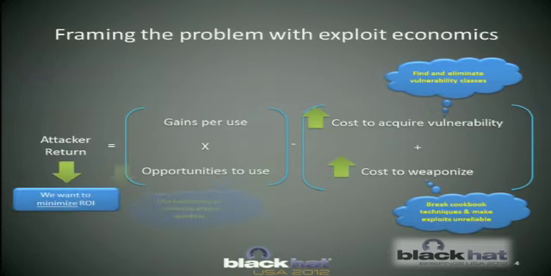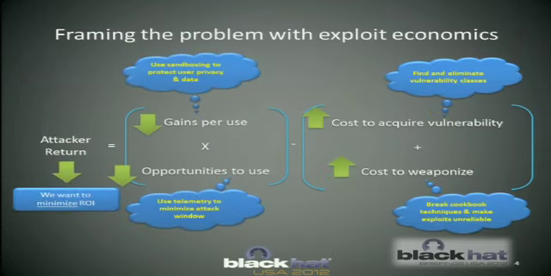Now, of course, from the vendor's perspective, like Microsoft, we want to do the opposite. So we want to drive up their cost of acquiring a vulnerability. We want to do things that allow us to find and eliminate classes of vulnerabilities from our products and actually enable our partners to do this as well. And we also want to drive up the cost of weaponizing a vulnerability. And this means we want to do things like break cookbook techniques that attackers come up with. And it also means making exploits unreliable so that it's not going to succeed on every machine that the attacker goes after.